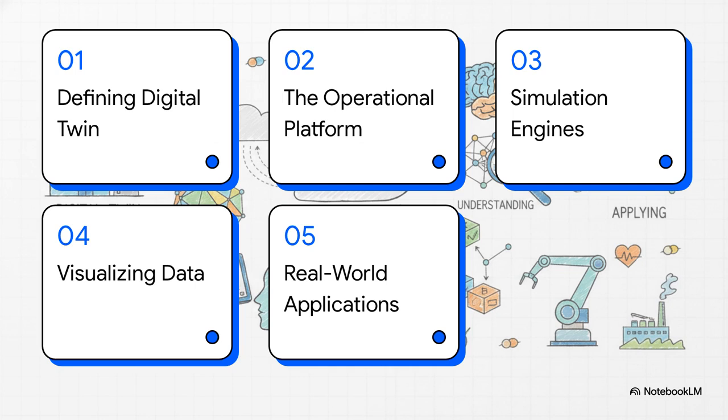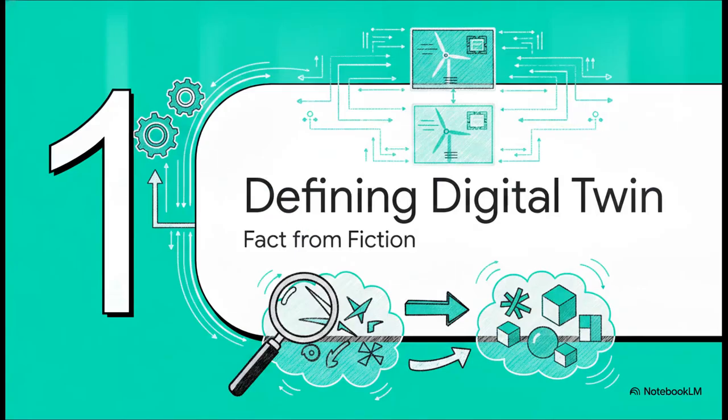Here's our roadmap. 1. Defining the digital twin. 2. The operational platform. 3. Simulation engines. 4. Visualizing data. And 5. Real-world applications. All right, part 1, defining the digital twin and separating fact from fiction.